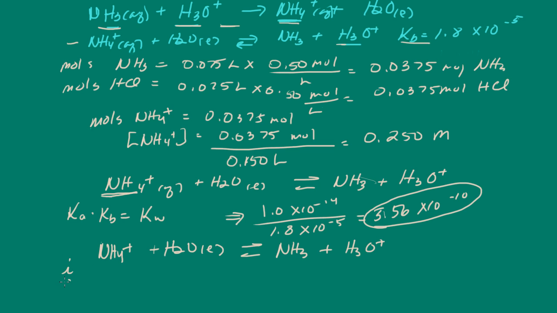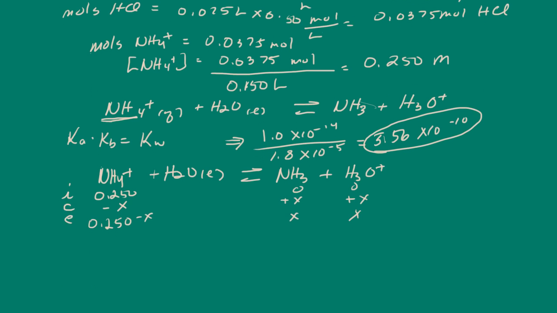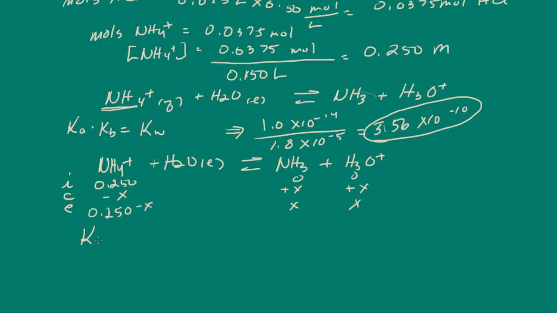So we have our initial, change, and equilibrium. Initially we have 0.25 molar ammonium ion. And it's going to decrease by some amount x. And then here we're going to have an increase by some amount x. And then at equilibrium, this will just be x and then x. So let's go ahead and set up our expression here. So Ka is 5.56 times 10 to the negative 10, and that's going to be equal to x squared over 0.25 minus x.